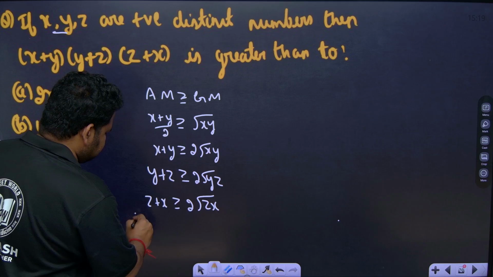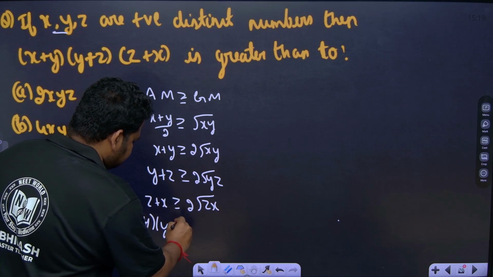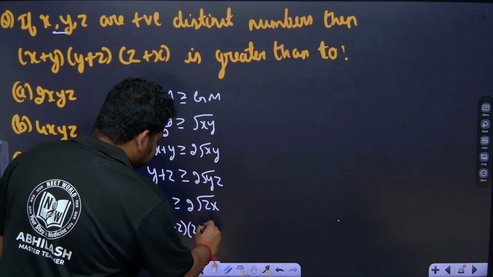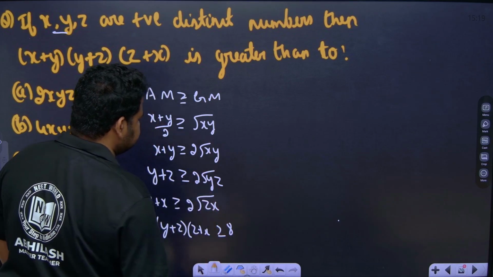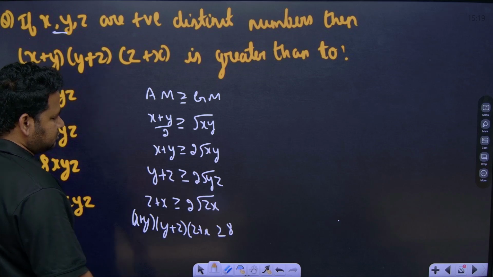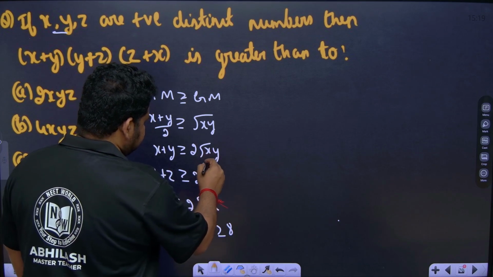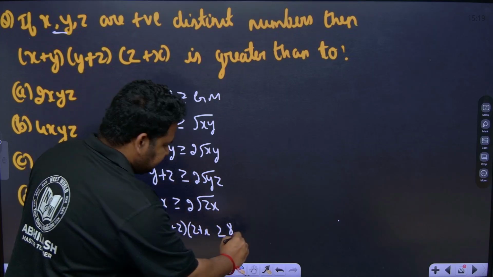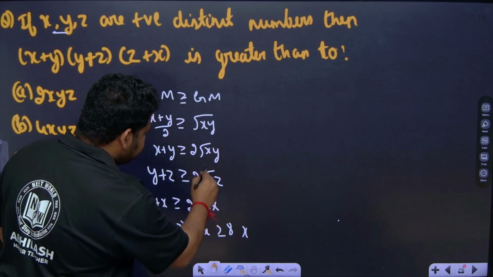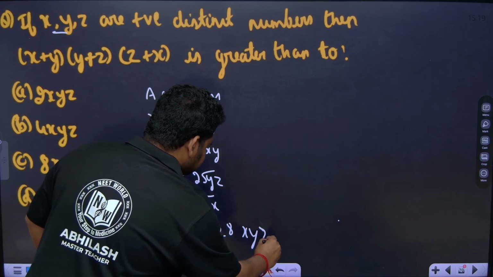(x+y)(y+z)(z+x) is greater than or equal to, what is it? 2 2s are 4, 4 2s are 8, 8 into root is what? Square root of what is it? See here, square root of x: root x into root x is x, root y into root y is y, root z into root z is z. So what is the answer?